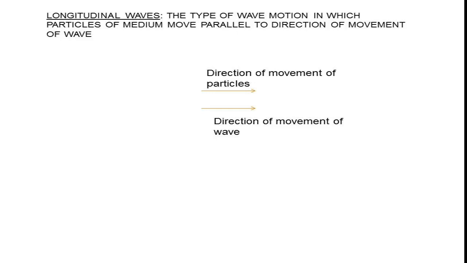Now come to the longitudinal wave, the type of wave motion in which particles of the medium move parallel to the direction of propagation of the wave, or move parallel to the direction of motion of the wave. So here the angle between them will be 0 degrees. The examples of longitudinal waves: the first is push or pull of spring. The second one is sound wave.